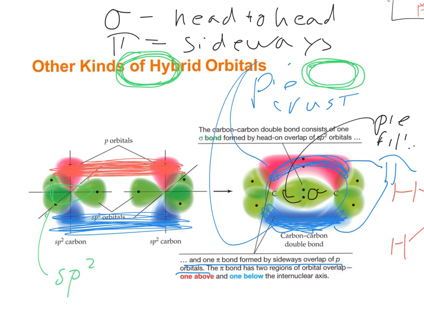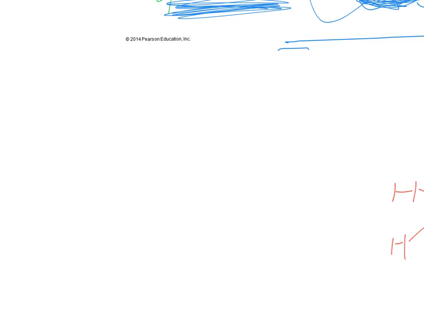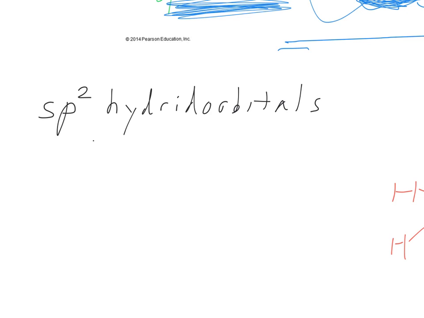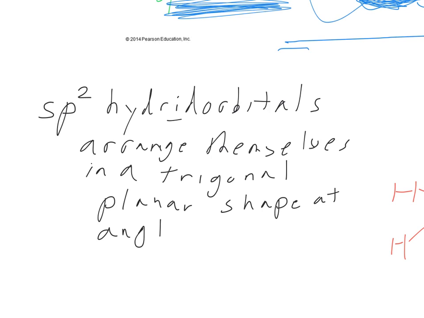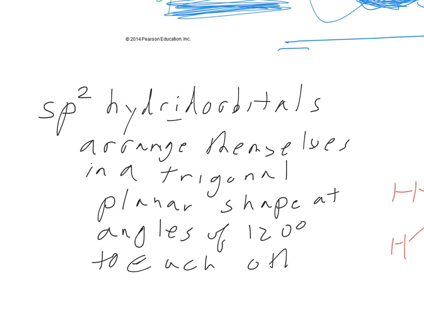So that's another type of hybridization. And yes, you're responsible for knowing sp3, sp2 hybrid orbitals arrange themselves in a trigonal planar shape at angles of 120 degrees to each other.